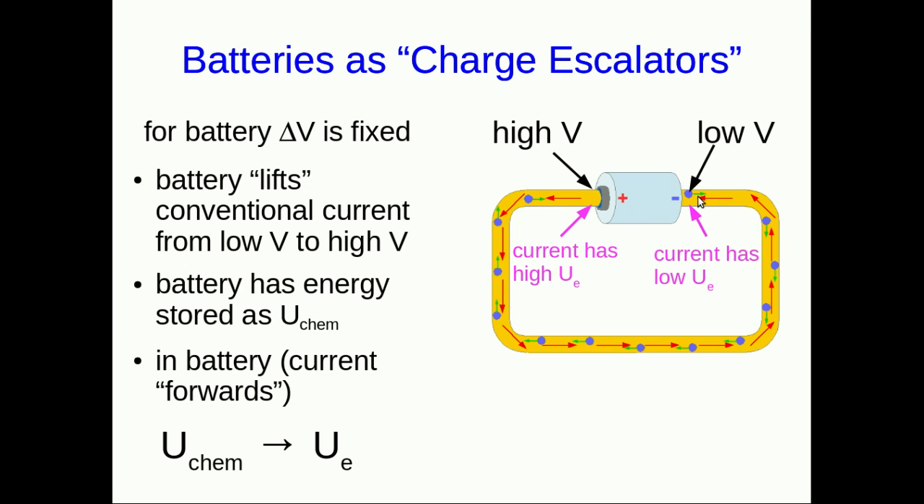Work is being done on the charges as they're moved from a location of low potential energy to a location where they have high potential energy. If you reverse the current and push charge through the battery backwards, then if it's a rechargeable battery, you reverse this and you're converting electrical energy back into chemical energy. If it's not a rechargeable battery, then because the chemical reactions in there aren't reversible, all you do is warm it up. You convert electrical potential energy to thermal energy.